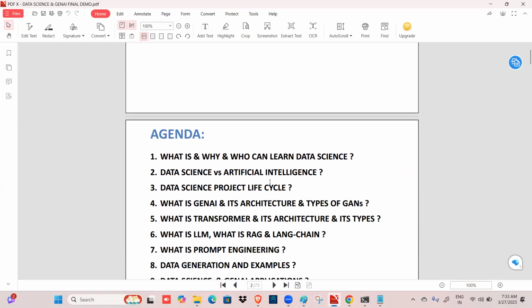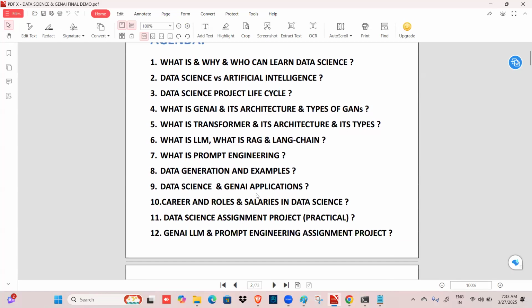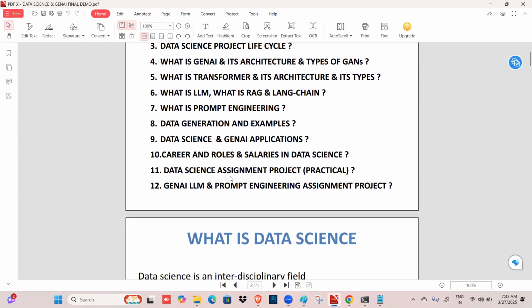Okay. Most of the people have some kind of confusion that data science and AI are one and the same. No, data science is different, AI is different. Different people have different strategies and mindsets. And what is the data science project life cycle? What is Gen AI and its architecture, and the types of GANs? What is the transformer and its architecture and its types? What is LLM? What is RAG, LangChain and AI agents? And what is the prompt engineering that we are going to see?